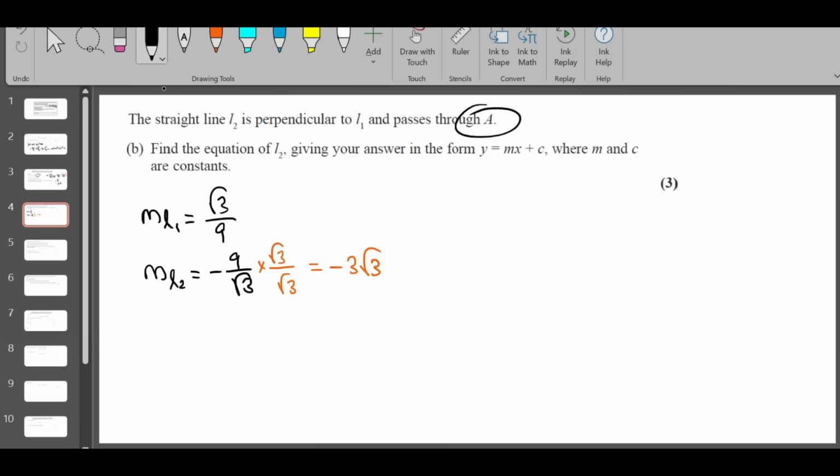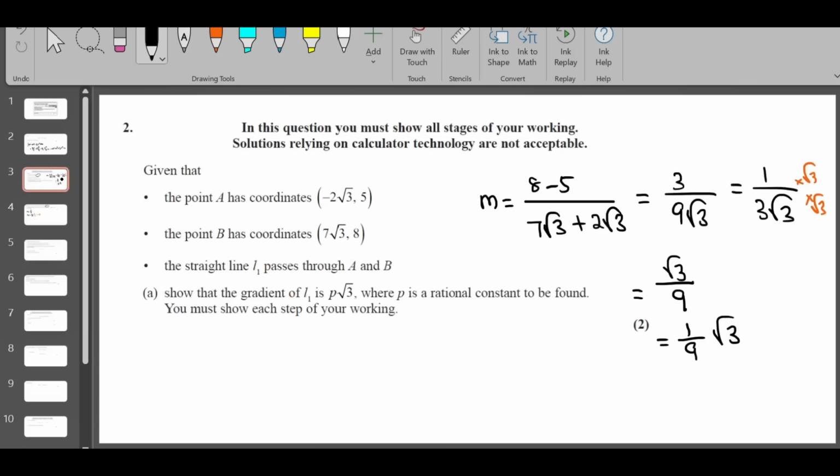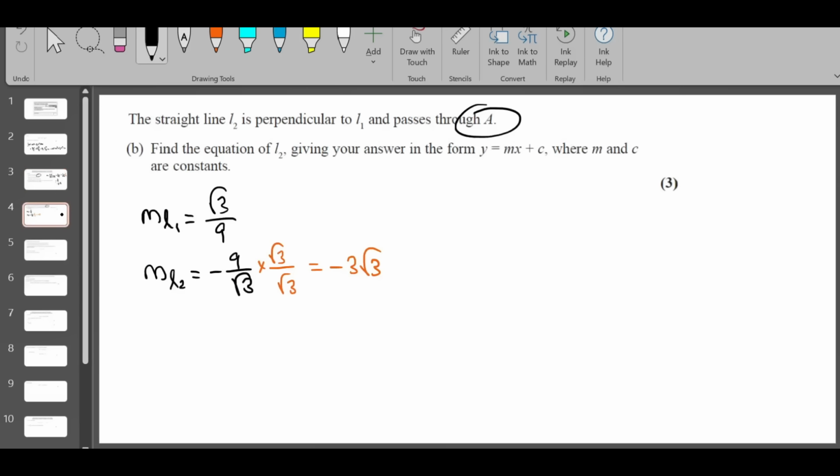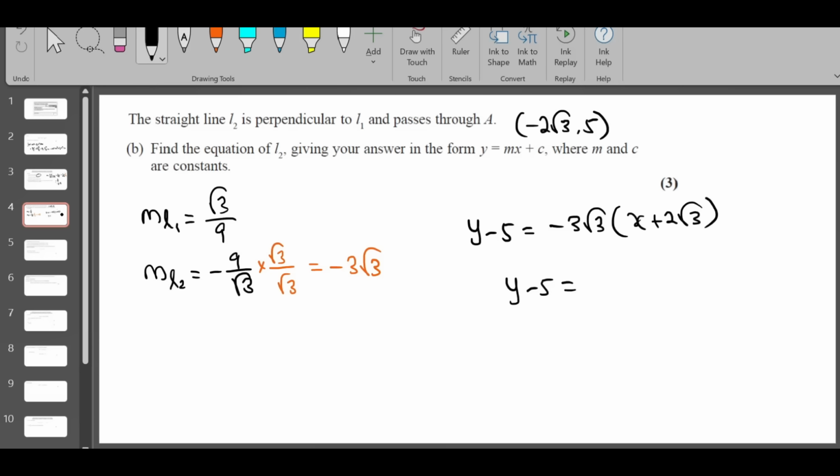And then the line passes through point A. Point A is given here: minus 2 root 3 comma 5. So you can write the equation y minus y1 is slope times x minus of minus 2 root 3, x plus 2 root 3. So y minus 5 is minus 3 root 3 x minus 18. So y is going to be minus 3 root 3 x minus 18 plus 5, which is minus 13. That's all. That's a 3-mark question.